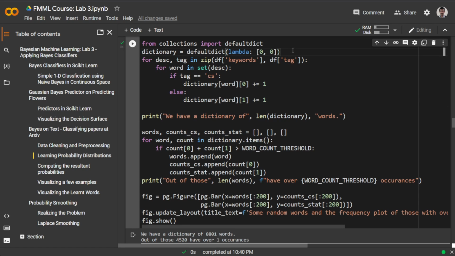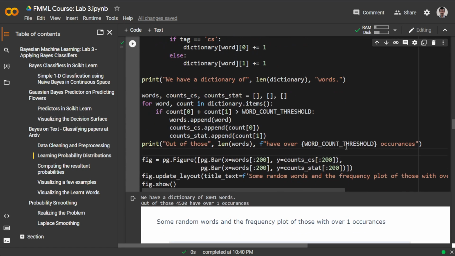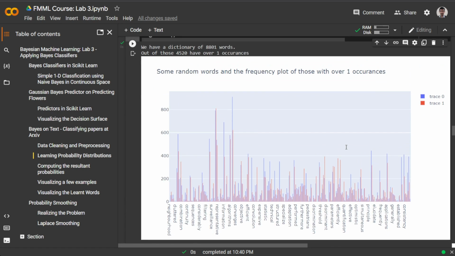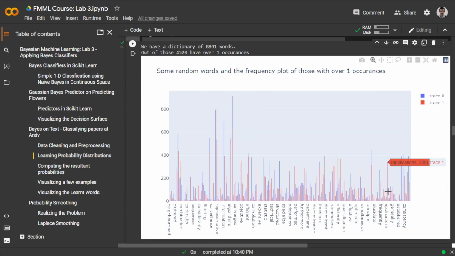So first we generate our data set as a dictionary. So we generate this dictionary and then we count vectorize all of our words, and we filter those which fall below the word count threshold, and we filter those which have a length below the word length threshold, and so on. And we plot a small view of what are the counts of different words and how do they stack up, computer science versus statistics.